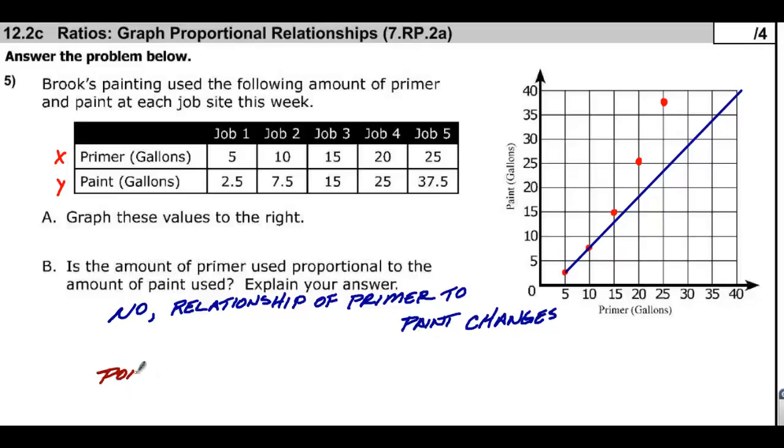So points do not graph a straight line. That is the visual cue that we do not have a proportional relationship. Now, several people said on the test it doesn't go through 0. Well, we don't know that because they don't show us a 0. You can guess that if you had no primer, you probably also had no paint, but we don't know that for sure. What we do know is that it doesn't graph a straight line, so it's not proportional.